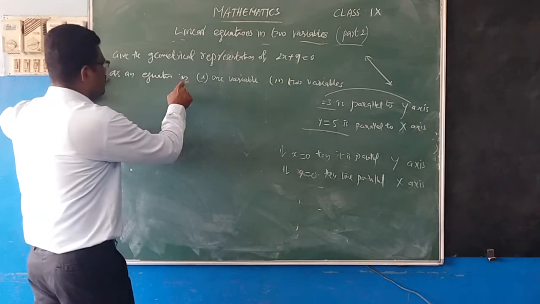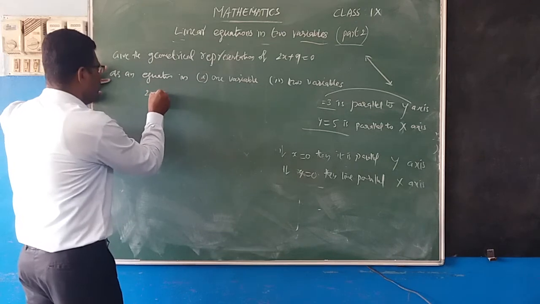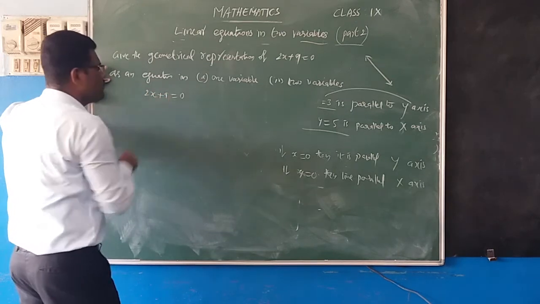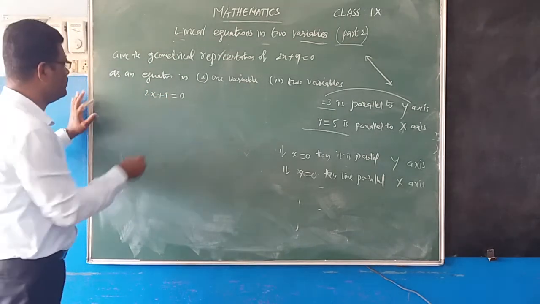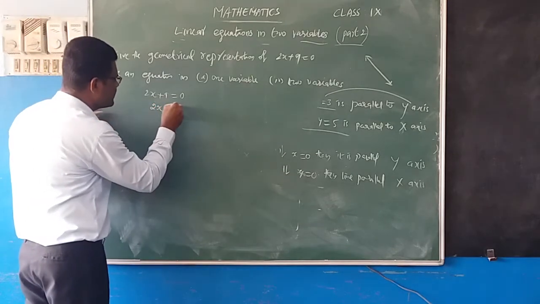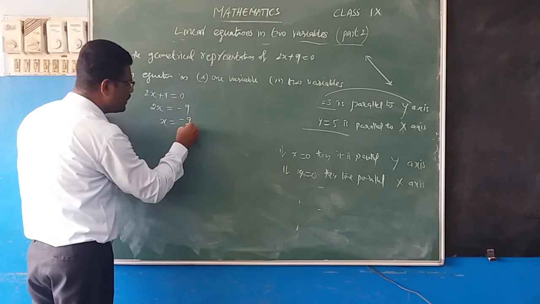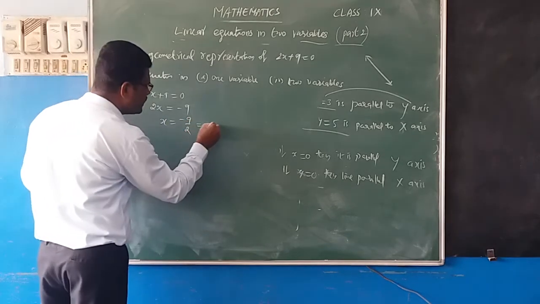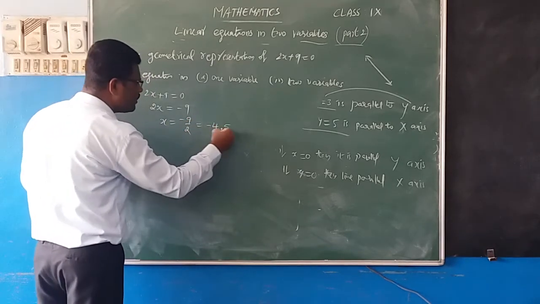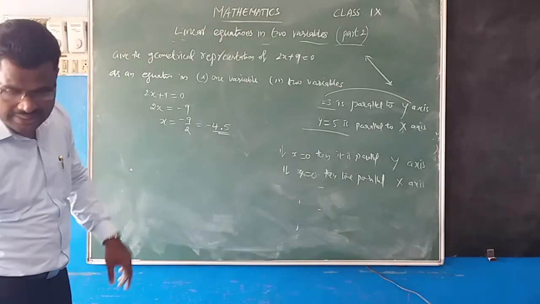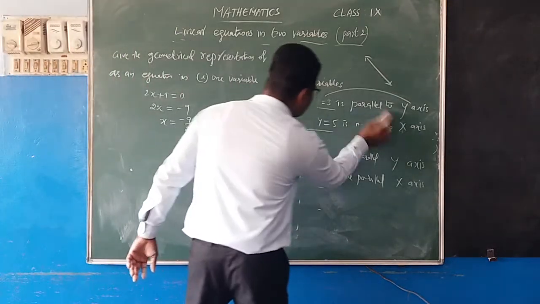So equation is what? 2x plus 9 is equal to 0. As I said, we can write this as 2x is equal to minus 9. X is equal to minus 9 by 2. What is the value of minus 9 by 2? Minus 4.5.